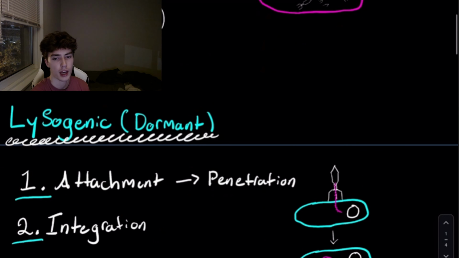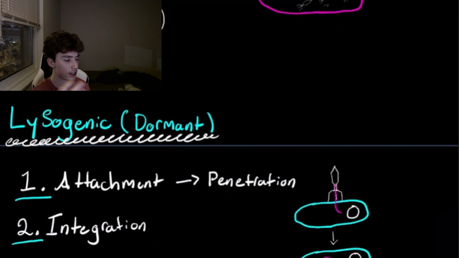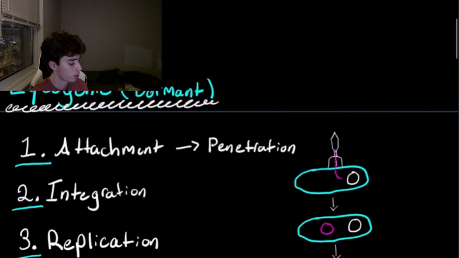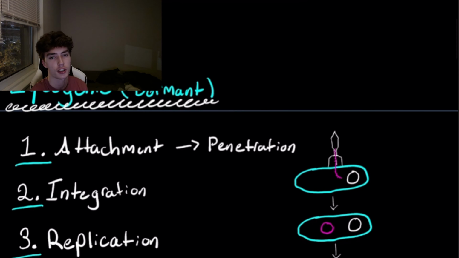The next phase we have is the lysogenic phase. So the lysogenic phase is more of a dormant phase. It's more silent. So the first step of the lysogenic cycle would be attachment, which would then lead to penetration. So again, attachment would happen through the bacteriophage binding to specific receptors on the bacterial cell, and then it will inject its viral genome into the bacterial cell itself, which leads to integration.